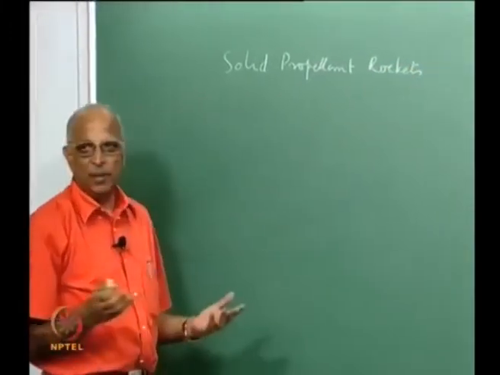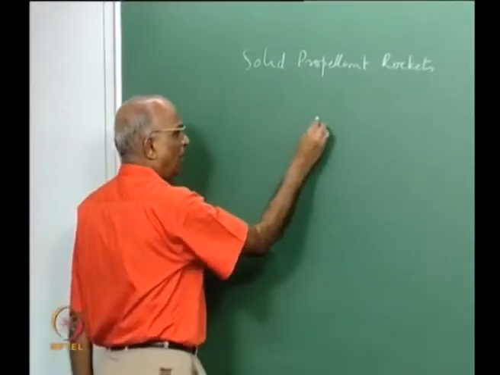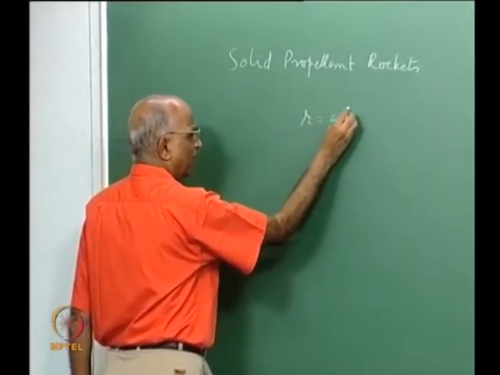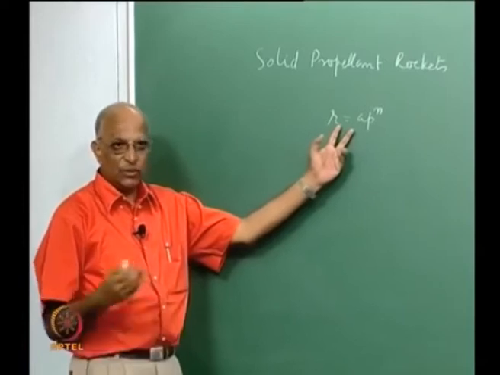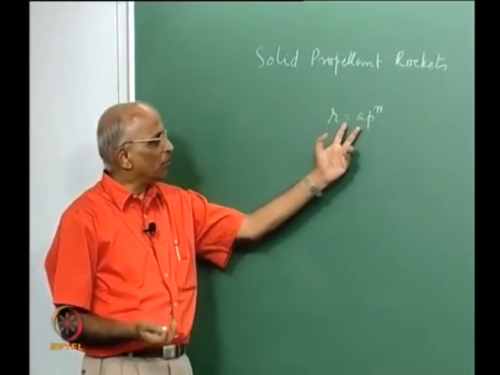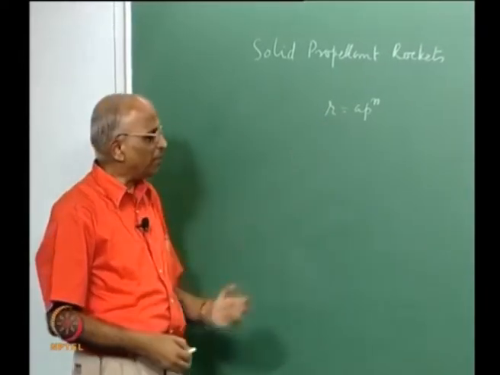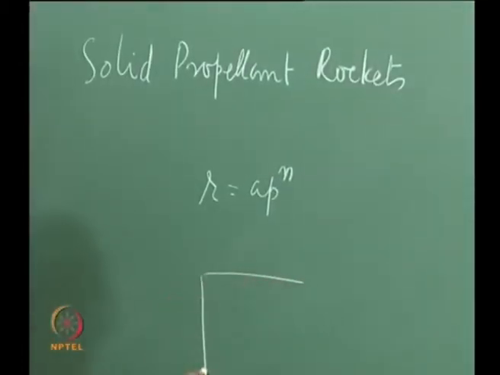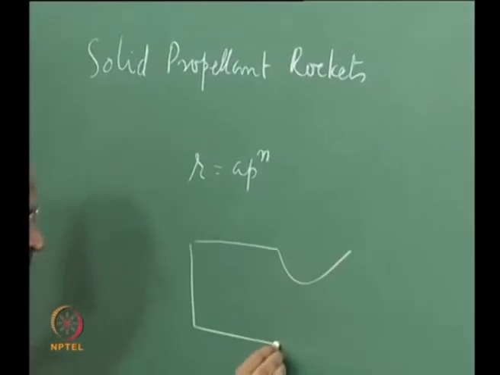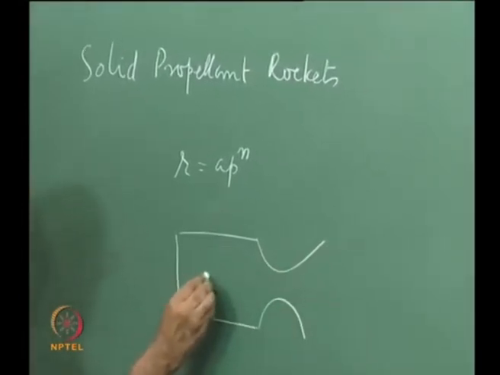By now we know what a burning rate is, a linear regression law, r is equal to a P to the power n, for both composites and double base, and also other forms, maybe composite modified double base and also nitramine propellants. What we were discussing is how do we assemble the propellant grain and what should be the configuration of the grain.